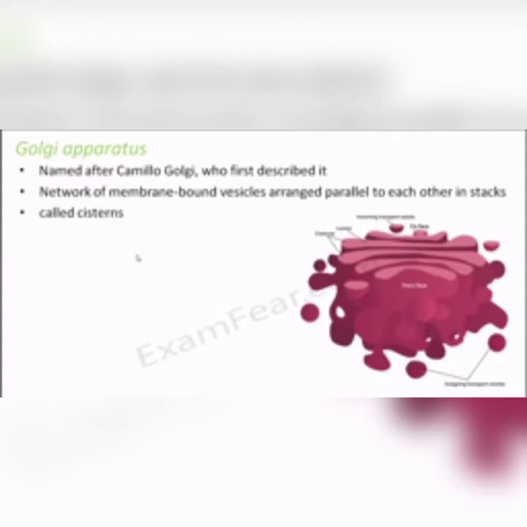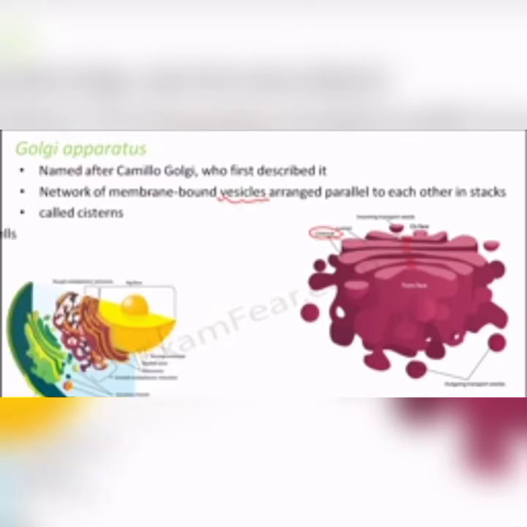It is a network of membrane-bound vesicles arranged parallel to each other in stacks called cisterns. So what are vesicles? Vesicles are nothing but containers which are bound by membranes. Here, if you see, these are all vesicles and they are arranged parallel to each other. You can see this is 1, 2, 3, 4. They are all arranged parallel to each other. Each of these is known as a cistern. So this is the name given to each of them, and this is how it looks.